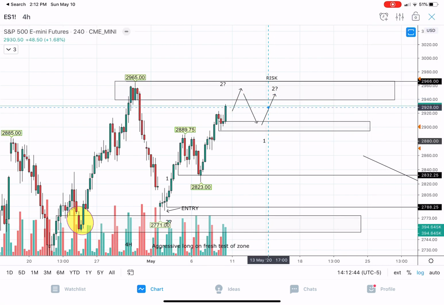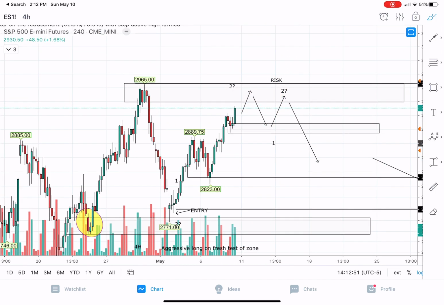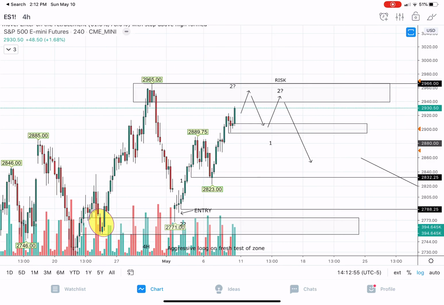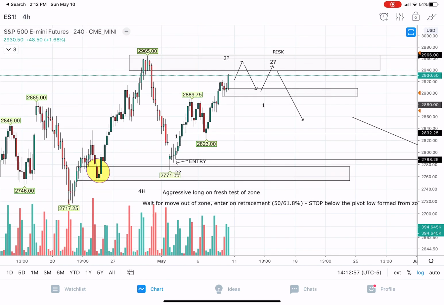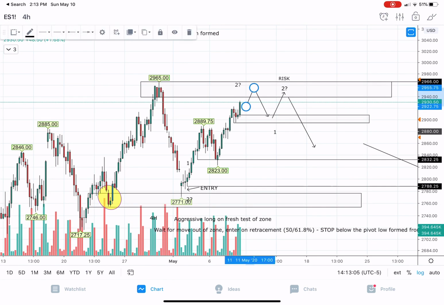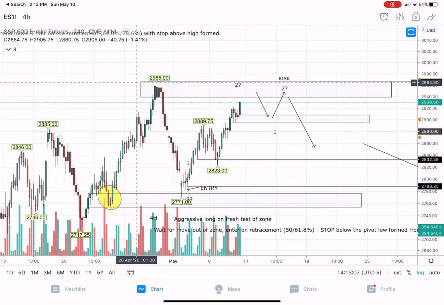The next move that should follow, based on the failure to make a higher high above 29.65, would be a move down, and your stop loss would be above this high right here. Because, so to speak, if this entire move down from 29.65 to 27.71 was in fact the beginning of a bearish impulsive move, then 29.65 must hold.